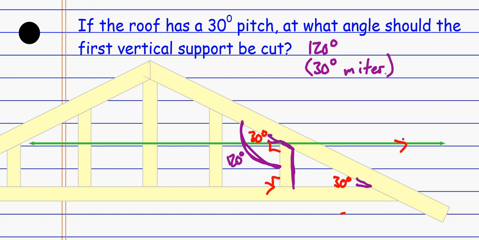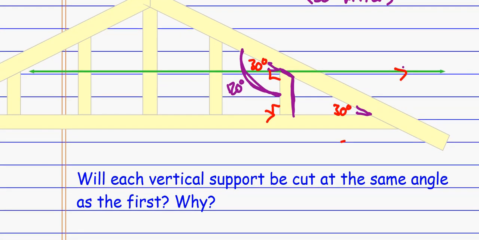But what about the next one? What about the next vertical support? What angle should I cut it at? Will each vertical support be cut at the same angle as the first? And the answer is yes. All right? See, this is important because I know I just figured out I got to cut the first one at 30 degrees. Well, what about the next one? Well, yeah, the next one I'm going to cut the same. So the answer here is yes. But why? Why should I cut them all the same?